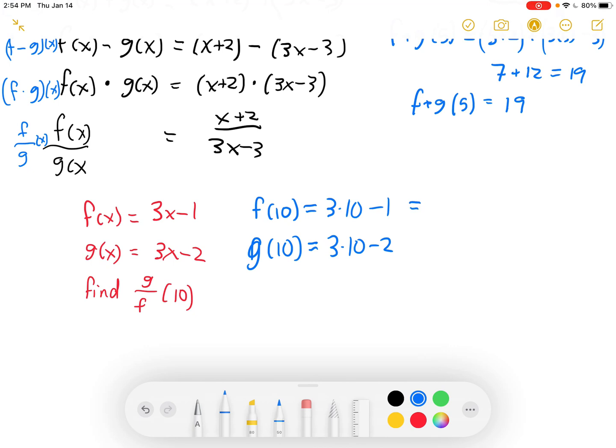We get that'll be 29. This one will be 28. Notice it was g over f, so that means our g value has to be on top, and our f value will be underneath, giving us the answer g over f of 10 is equal to 28 over 29.